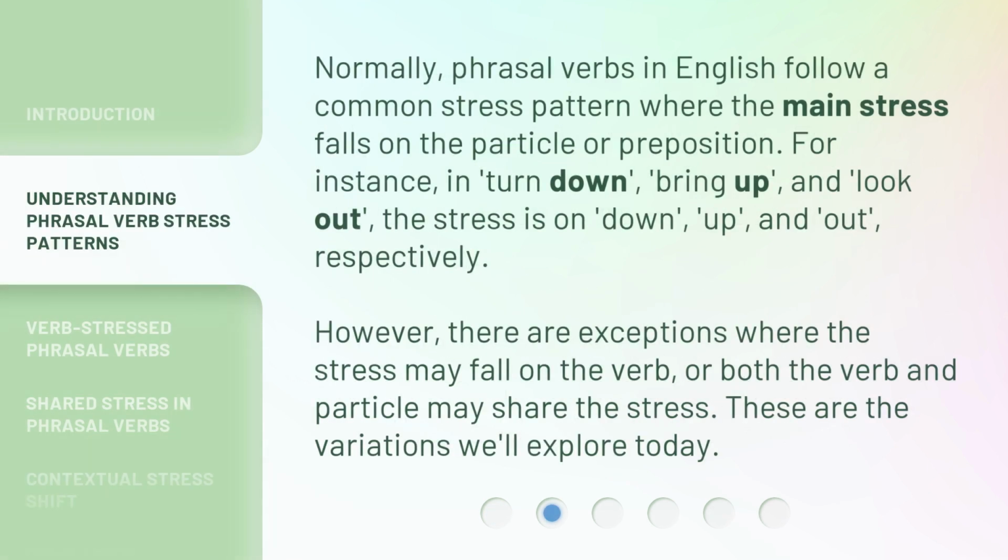Normally, phrasal verbs in English follow a common stress pattern where the main stress falls on the particle or preposition. For instance, in turn down, bring up, and look out, the stress is on down, up, and out, respectively. However, there are exceptions where the stress may fall on the verb, or both the verb and particle may share the stress. These are the variations we'll explore today.